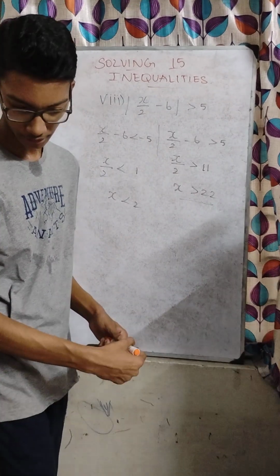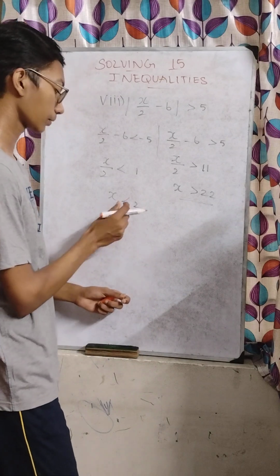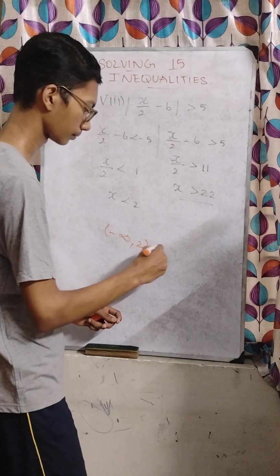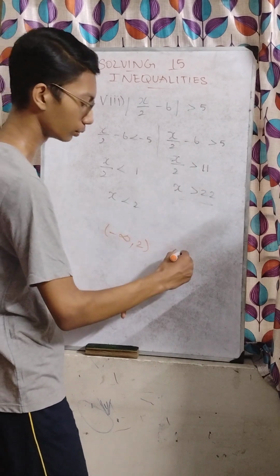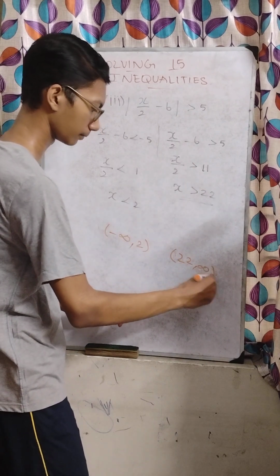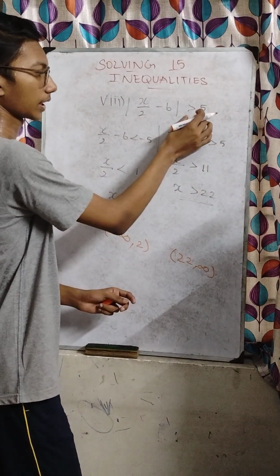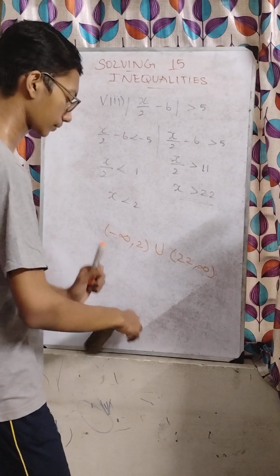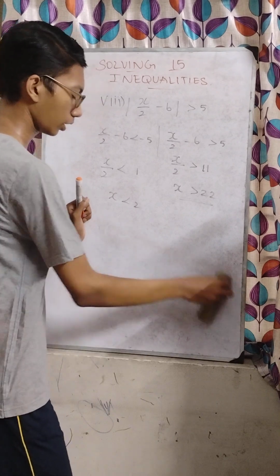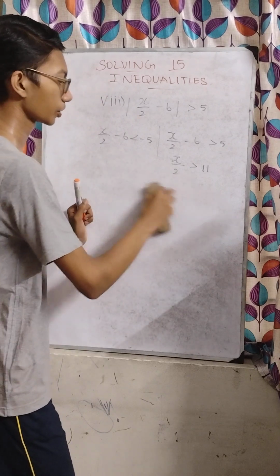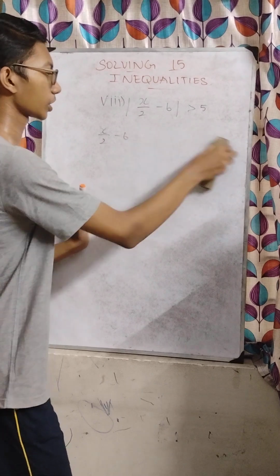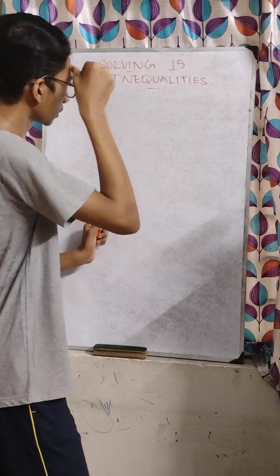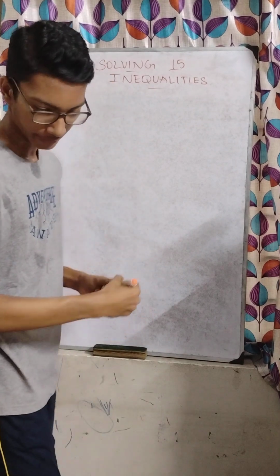So the solution here is x must be less than 2, minus infinity to 2, and x should be greater than 22, so 22 to infinity. We don't have any equality sign here, so we'll just leave it like this and put a union. And that's the value of x. Also, for each of these questions, we can check if our answers are correct just by substituting the values. I will do that in the next question. Okay, this question, the 9th one.